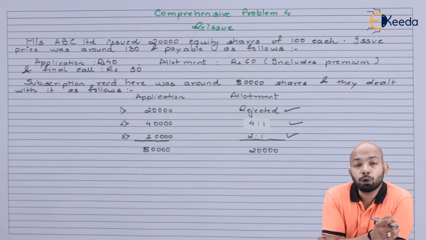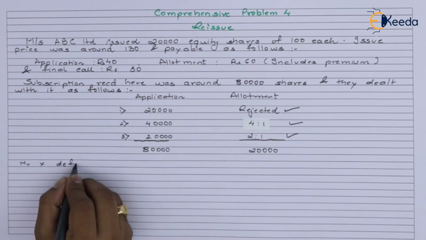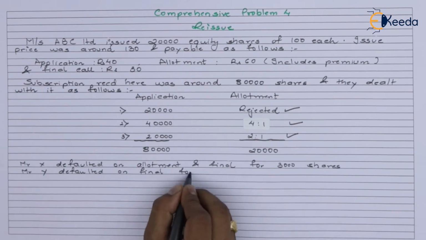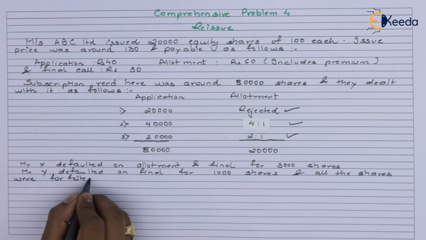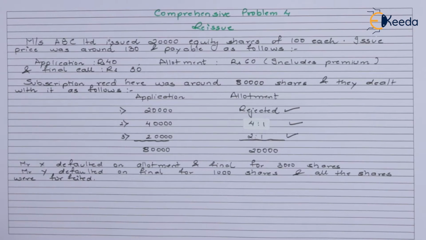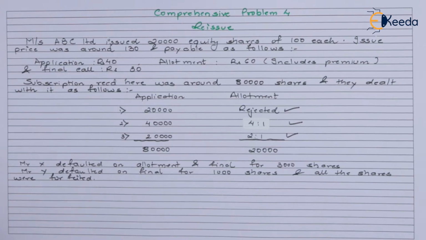Now let's look at the forfeiture matter. Mr. X and Mr. Y are the two people who have defaulted on the payment. Mr. X defaulted on allotment as well as on final call for 3,000 shares, and Mr. Y defaulted on final call for 1,000 shares. Post both these defaults, the company decided to forfeit their shares. So the company went ahead with the forfeiture entry there.